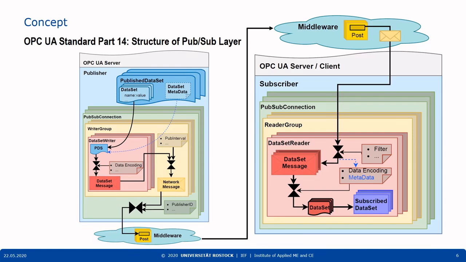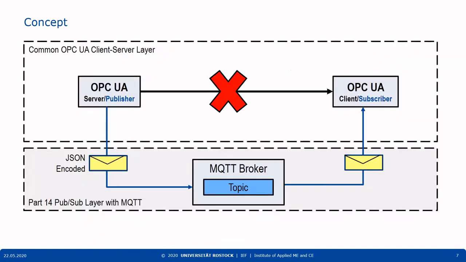The part 14 amendment of the OPC UA standard is a rather complex and comprehensive document which has a lot of details. So rather than describing it now in the presentation, I would refer to the paper for detailed information. As you can see on the left-hand side, we have the OPC UA server, and on the right-hand side, the OPC UA client. So instead of using this communication flow, we replace it by the part 14 pub/sub communication layer and transmit the message, in our case, over MQTT by encoding the data in JSON and then via the MQTT broker to the now called subscriber.